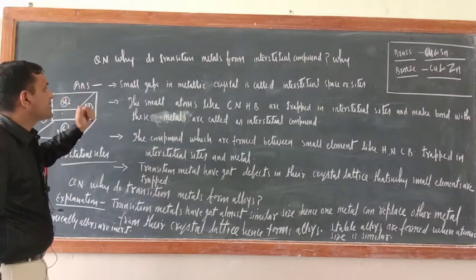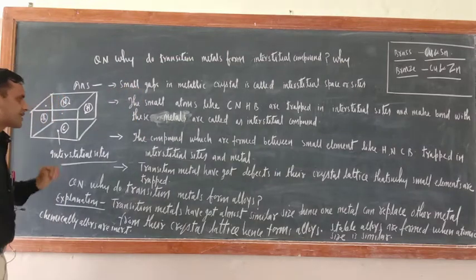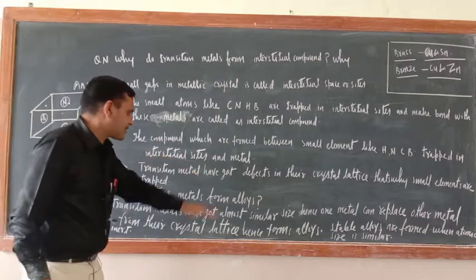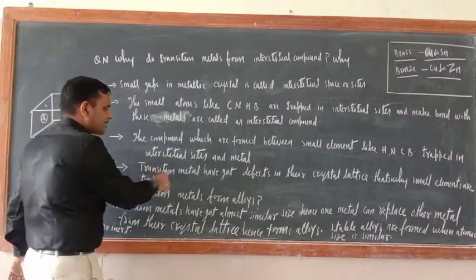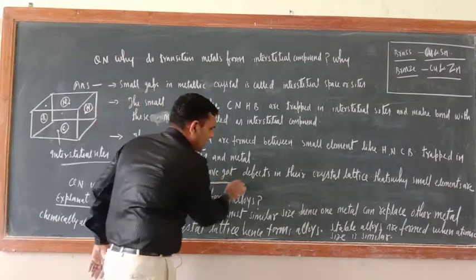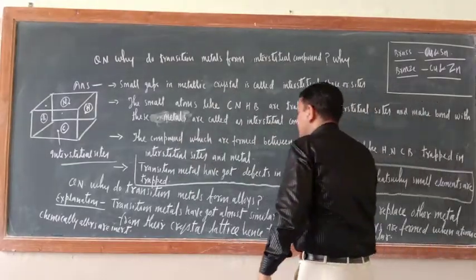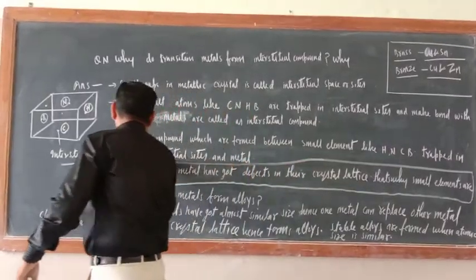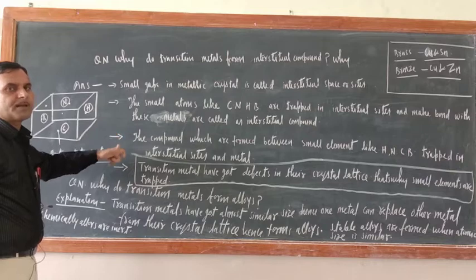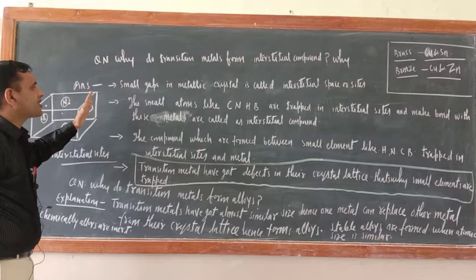Here the question is, why do transition metals form interstitial compounds? Just see, the transition metals have got defects in their crystal lattice. This is a very important point. That is why some small elements like carbon, hydrogen, boron are trapped and they make bonds with the metal. This is the reason why transition metals form interstitial compounds.